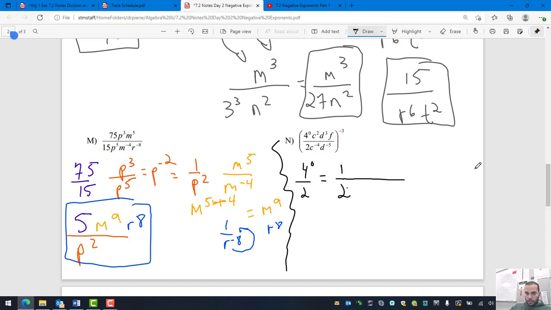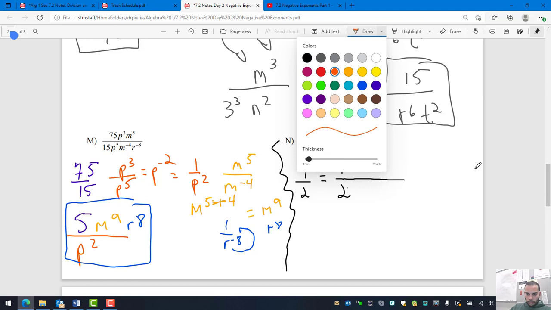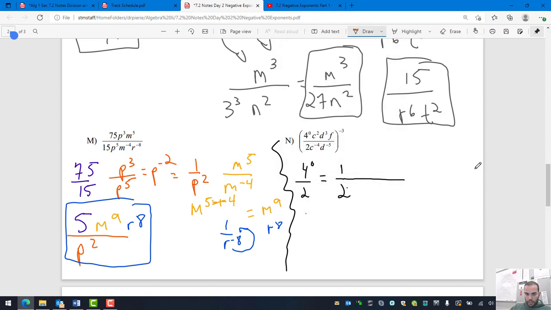Second piece I see here is c squared over c to the negative 4th. Okay, same variables, division in between, subtract the exponents. This should be the same thing as c to the 2 minus negative 4, which becomes plus 4, which becomes c to the 6th power. Positive exponent stays in the numerator, c to the 6th.